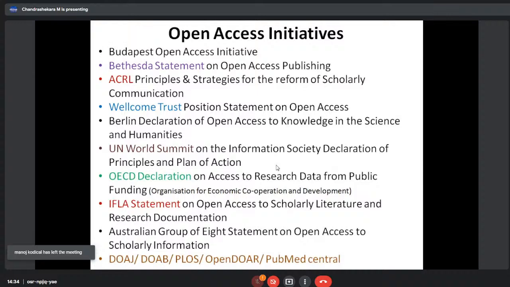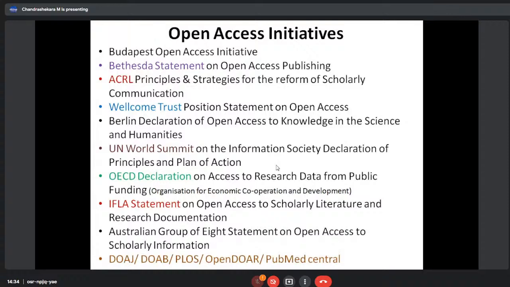So who started this, when it started, and how many organizations have concentrated on its development? The Budapest Open Access Initiative concentrated much on the development of open access. Then the Bethesda Statement on Open Access Publishing is one. Then ACRL Principles and Strategies for the Reform of Scholarly Communication. ACRL means the Association of College and Research Libraries. Principles and Strategies.